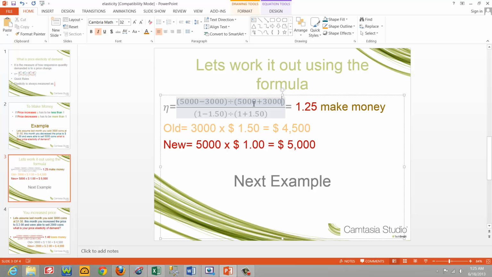Now, that would be 0.25. So what you do is, where it says equal, you put 0.25. Now at the bottom, 1 minus 1.5 will be negative 1.5 divided by 1 plus 1.50, which will be 2.5.